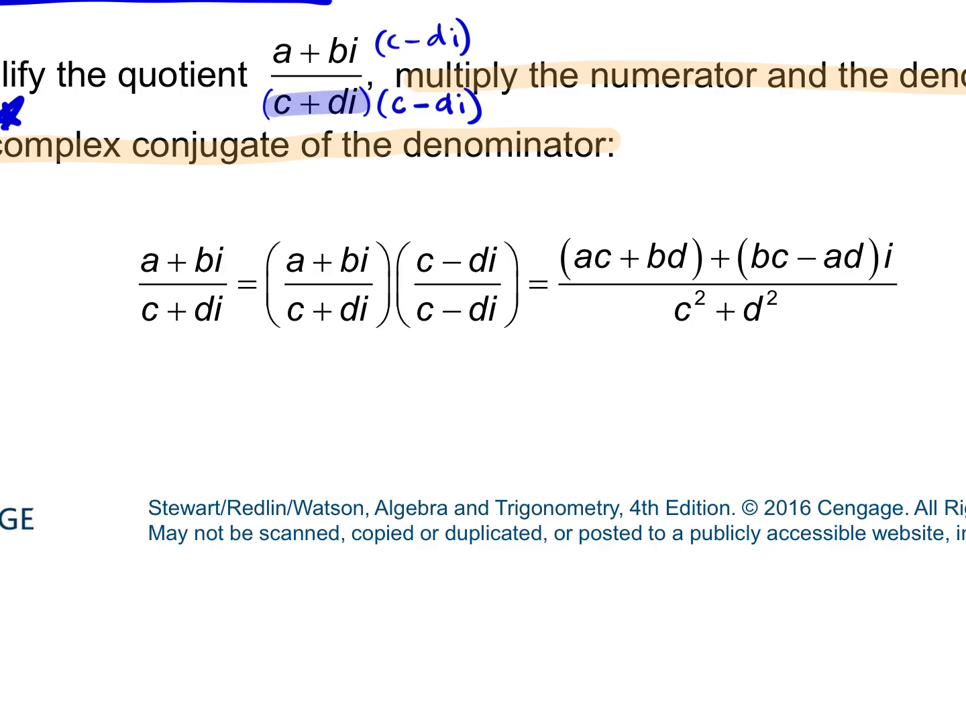So if I had, let's say, 2 minus 4i, what's the complex conjugate of this? Awesome, 2 plus 4i. Perfect. Just the sign in the middle changes. What if I had negative 1 plus 3i? What's the complex conjugate of this? Negative 1 minus 3i. It's just the sign in the middle that changes.